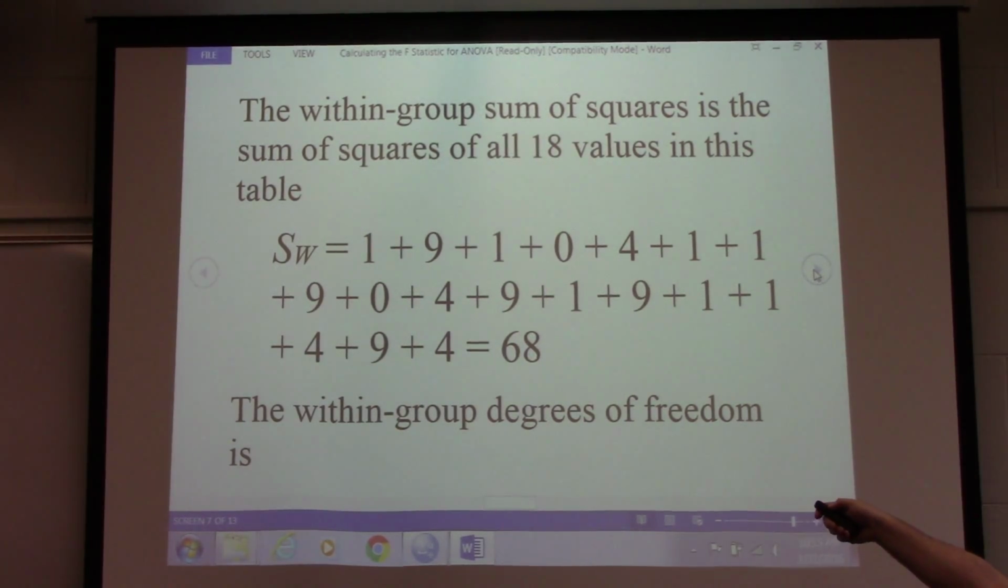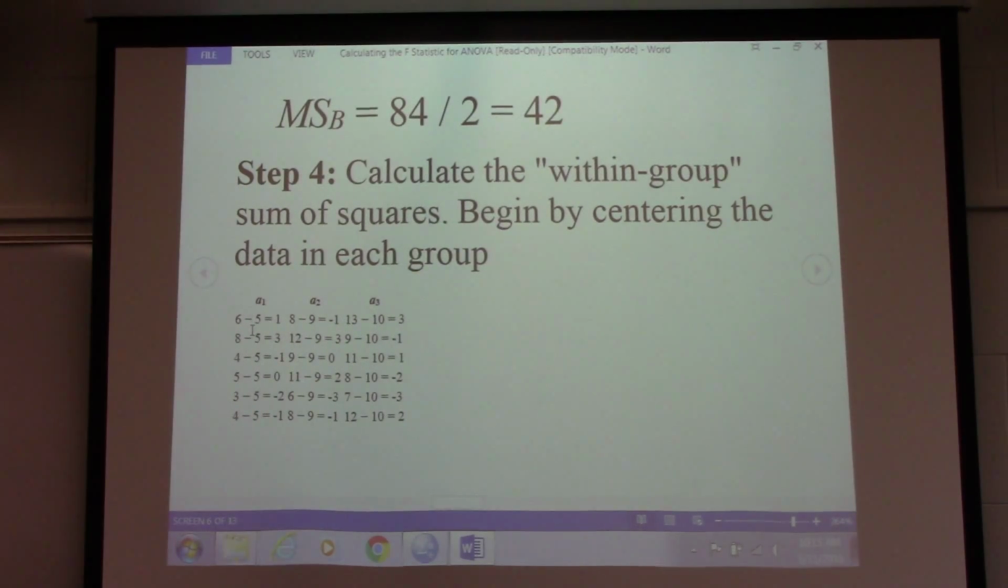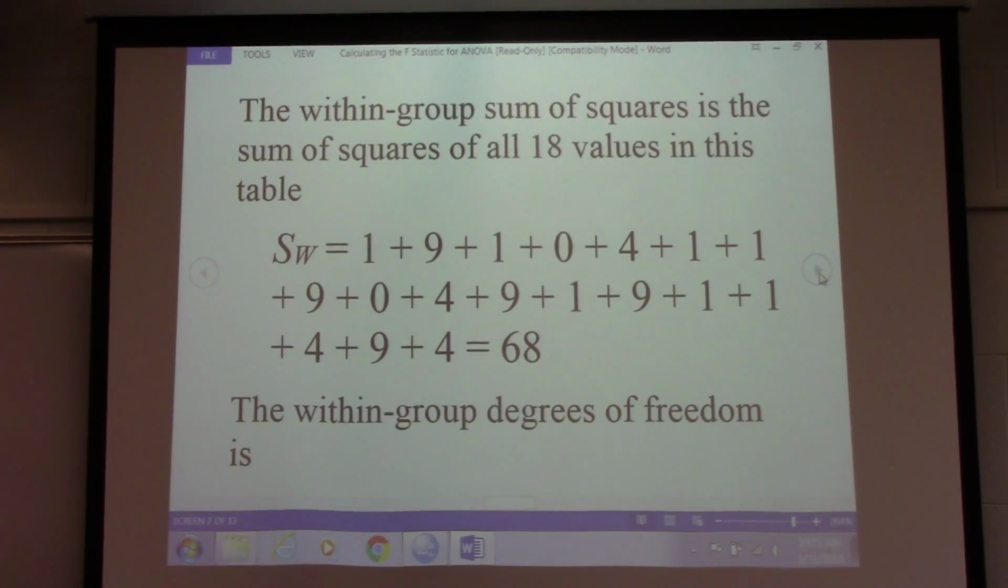So we add all of those values up, going back to the previous screen. 6 minus 5 was 1. 8 minus 5 was 3. We squared them because now we're talking about the within group sum of squares. So the difference of 1 squared was 1. The difference of 3 squared is 9. We add them up for all 18 measurements across the 3 different types of fertilizer.